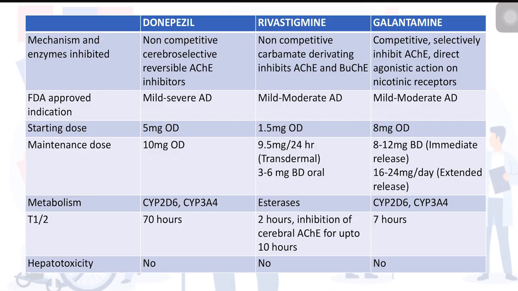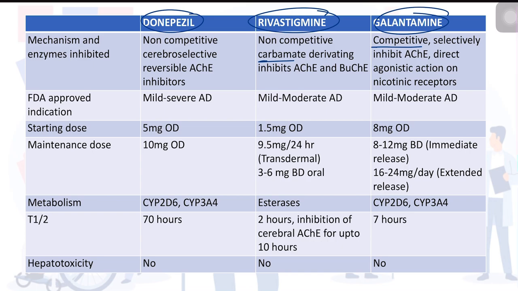Further, we are going to see here the 3 different comparison between 3 different groups. That is, first, the basis of mechanism and enzyme inhibited. Donepezil is a non-competitive, cerebroselective, reversible acetylcholinesterase inhibitor. Rivastigmine is also non-competitive, carbamate derived, inhibits both acetylcholinesterase and butyrylcholinesterase. Galantamine is only the competitive one, selective for acetylcholinesterase, and has direct agonistic action on nicotinic receptors as well.